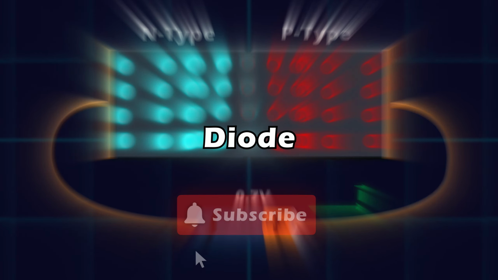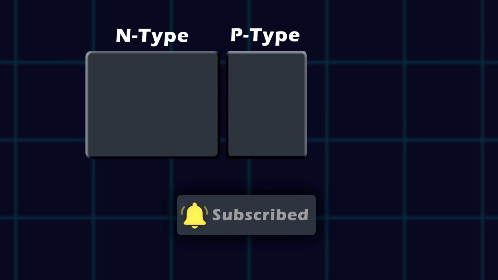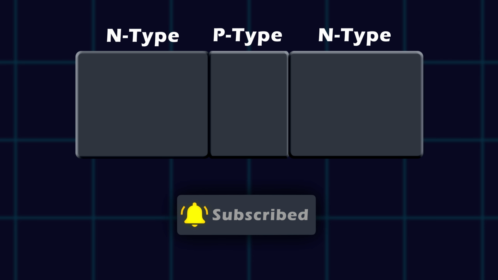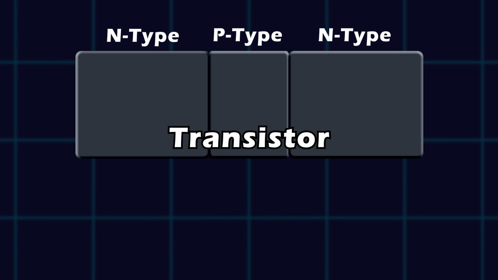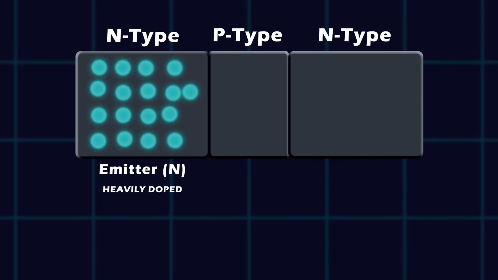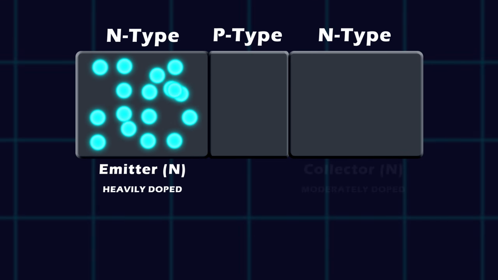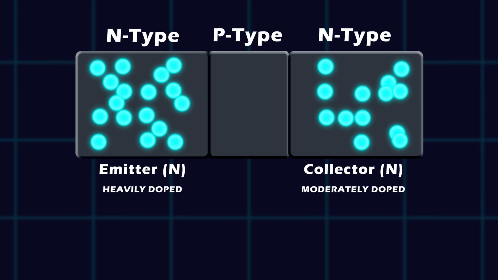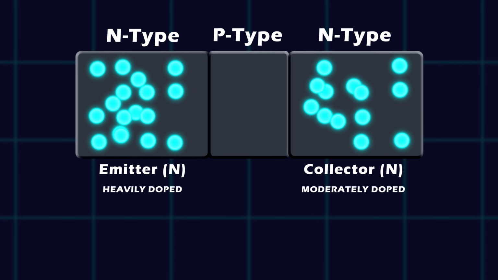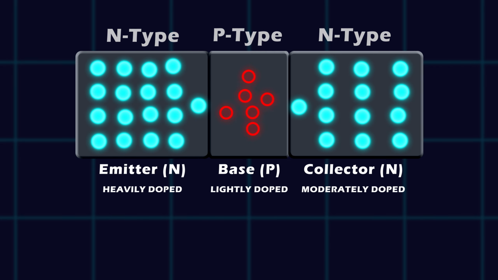It is a vital tool, but the real magic happened when engineers added a third layer, creating the transistor. Think of a transistor as an NPN structure. We have three main zones: the emitter, which is the source of electrons, the collector where the electrons want to go, and a very thin middle layer called the base, which acts as a gatekeeper.